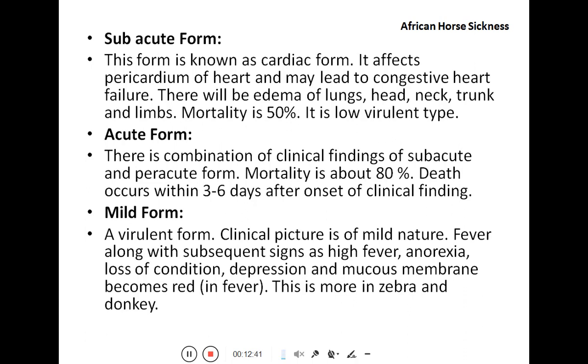Then at last we have a mild form, an avirulent form. The clinical picture in this is mild in nature, with fever along with subsequent signs such as high fever, anorexia, loss of condition, depression, and the mucous membrane becomes red when the animal is suffering from the fever. This is more seen in zebra and donkey.